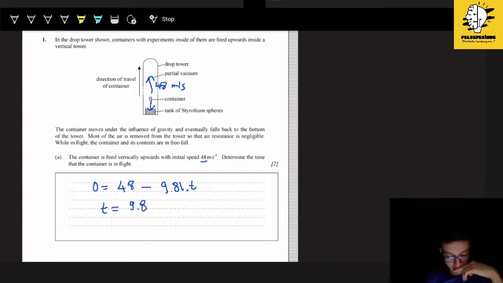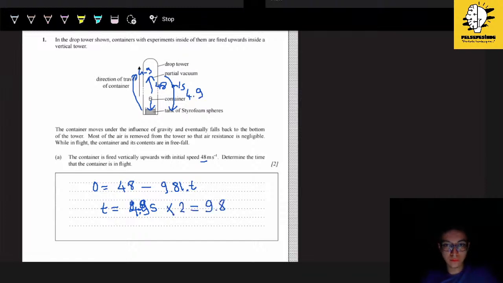And in order for this to be 0, t will be 9.8 seconds. So wait a second. Actually, this is t up, right? Yes, it is for the up. It is 4.9, and it is going to reach upwards 4.9. And for this to come downwards, we are going to need one more, 4.9. So we have to multiply this with 2. There we find 9.8 seconds. Yep.